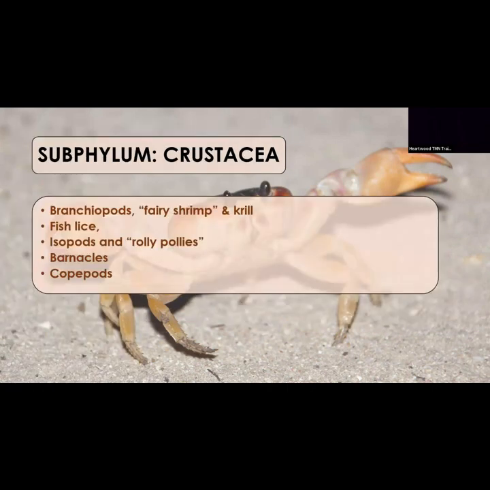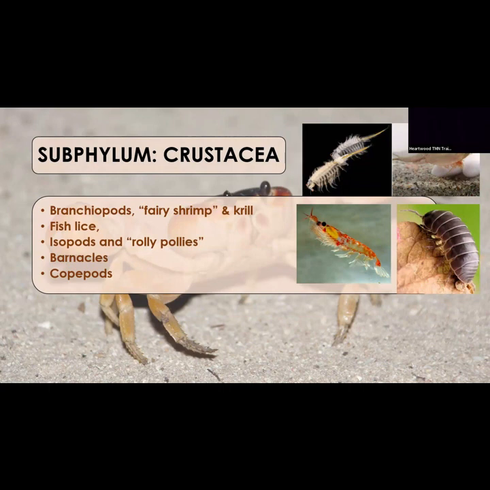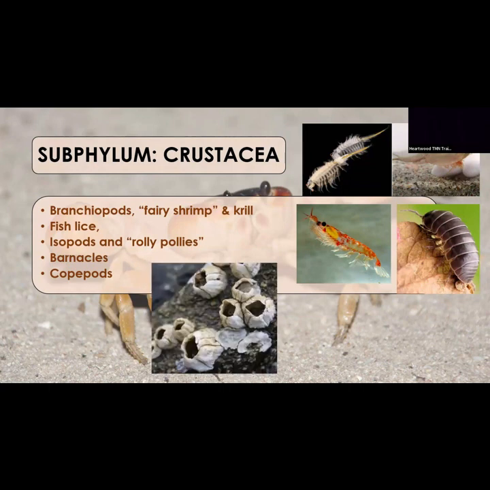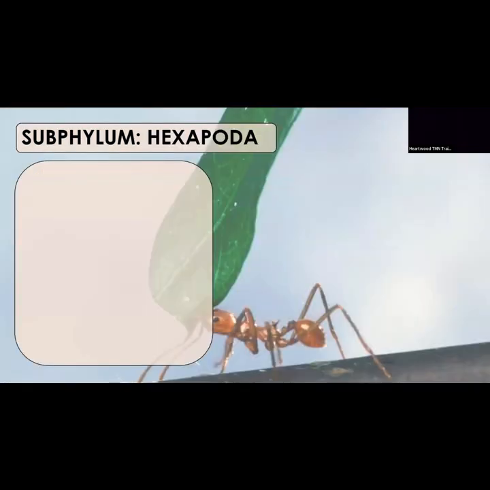So crustaceans, there's still other ones, and I'm not going to get into all of them because we're not here to talk about crustaceans. We're here to talk about bugs, but there are things like the fairy shrimp and krill, fish lice, isopods, roly-polies. Roly-polies are crustaceans. Isn't that fun? Barnacles and copepods. Those are all crustaceans because they all have a similar body plan. They go through molting. They have similarities.